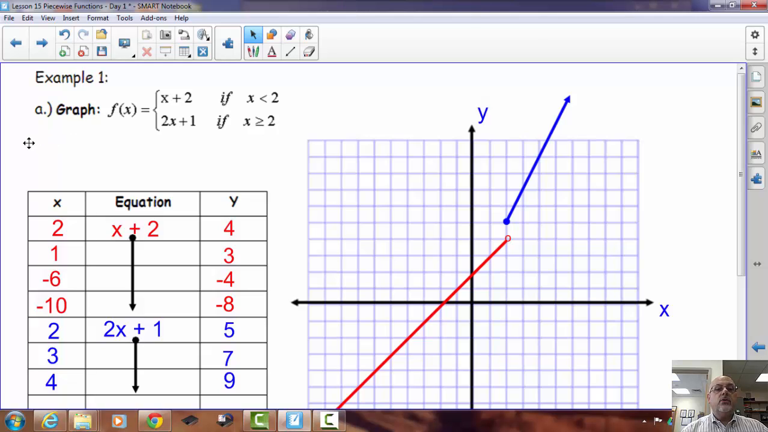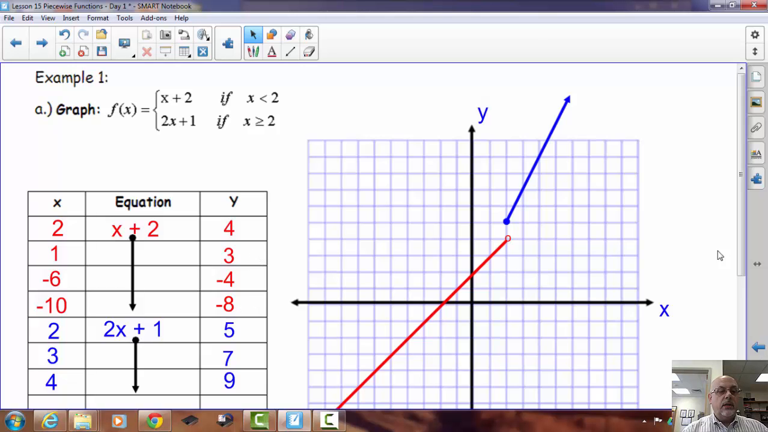So if we need to graph this, we have to be able to know where to start our graph. So even though it's less than 2, I've included 2 here in my table of values because I need to know where my open circle goes to begin graphing the line. So x is 2, x is 1, -6, -10. Those are all values less than 2. So when I put this into the equation, x is 2, 2 plus 2 is 4. When x is 1, y is 3, and so on.